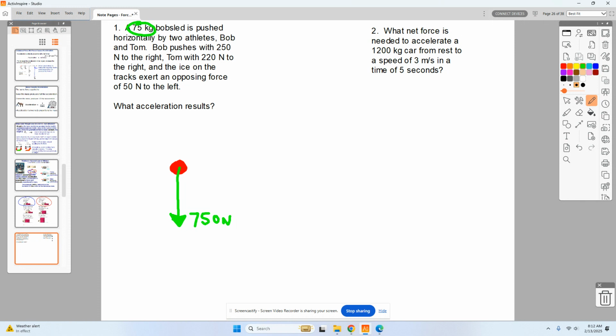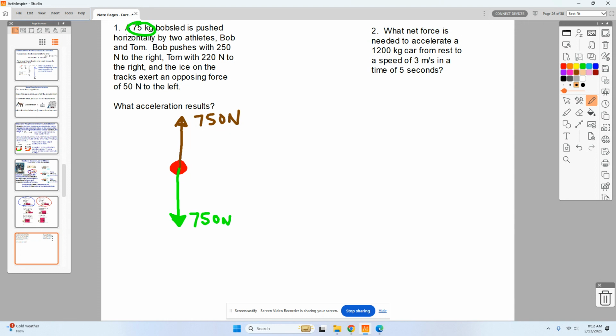Do you guys agree that the ground has to exert an upward force to keep it in a state of equilibrium? That upward force, I'm going to draw as a ground force up. Would you guys agree that it'd have to be 750 newtons? That comes from the ice buckling a little bit underneath the weight of that bobsled. When I put the masses on the meter sticks the other day and you saw the meter sticks buckle a little bit, that upward force balances the weight, keeps it in a state of equilibrium vertically.